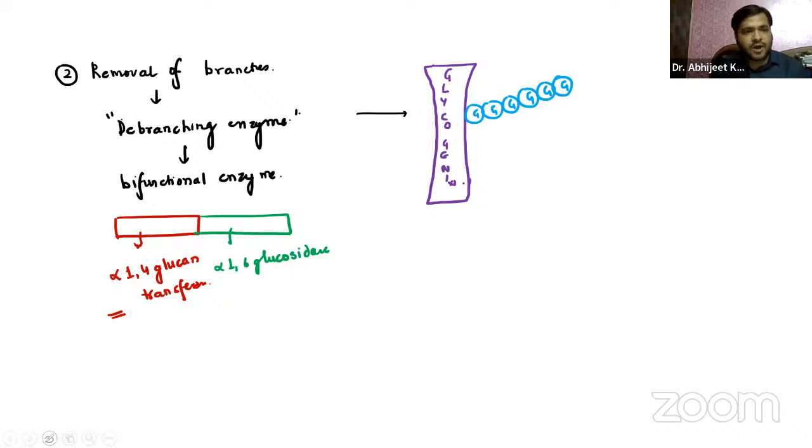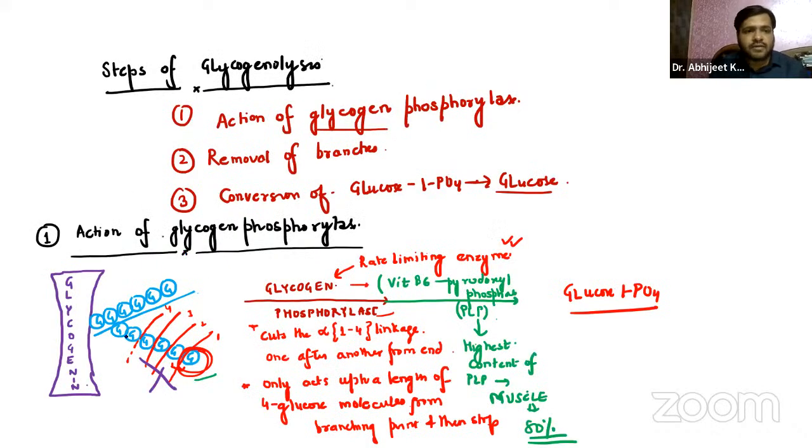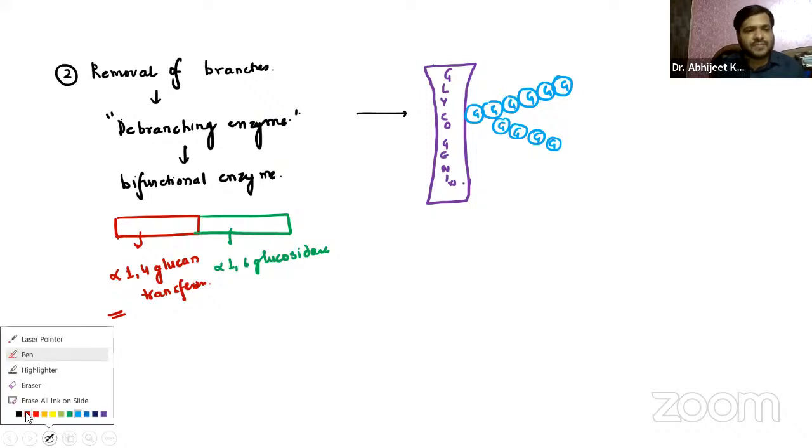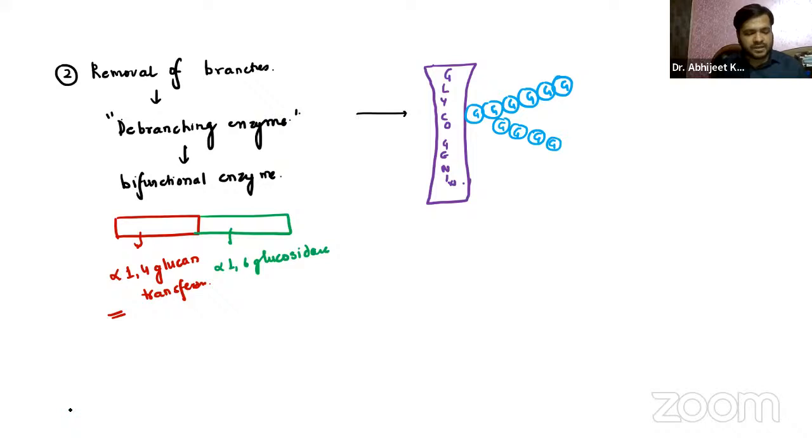Now, how many glucose units were left over here? You can just count, right? Two are left over here. Or let us take some more glucose units just to make you understand better. 1, 2, 3, 4, right? Let us just say 4 are left for a change. Now what will happen, guys?